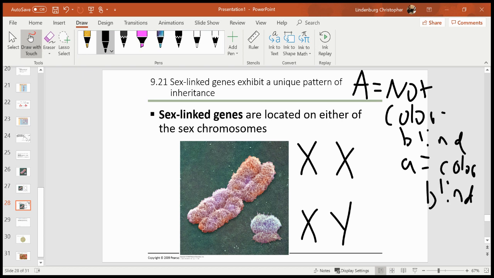colorblind. So let's say we have a female who has one dominant and one recessive allele. She would not be colorblind because colorblindness is carried by a recessive allele. So she would be what we call a carrier. But if a male has just one copy, he would have to be colorblind because there's no other copy present, right? So it only takes one copy for a male to be colorblind. So this male is colorblind. This female is not because she is what we call a carrier, right?